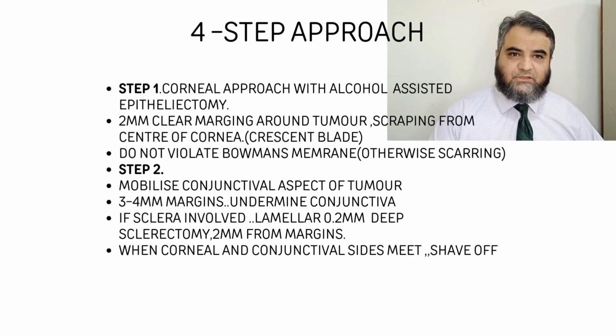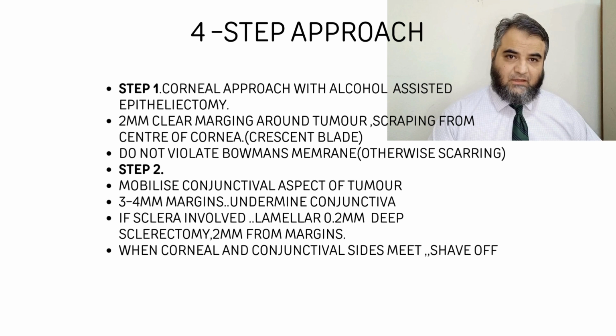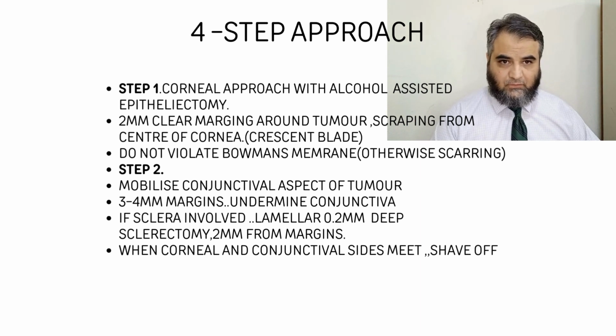When we talk about the surgical treatment, this is a 4-step approach. First of all, we have to take it from the corneal side. Alcohol-assisted epitheliectomy is done with a 2 millimeter margin from the corneal side, and we can even use a crescent knife. We have to shave it off from the corneal side. And once we have done the scraping and shaving of this growth from the corneal side, we go towards the conjunctival side also. Then we start from the conjunctival side, keeping a margin of 4 millimeters.